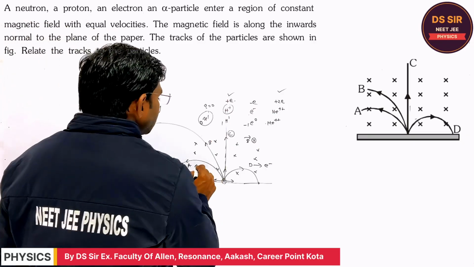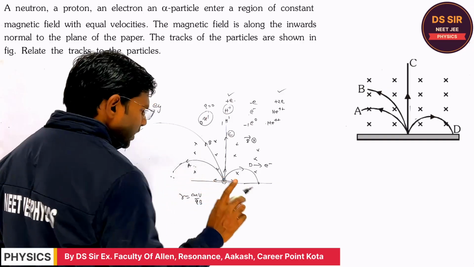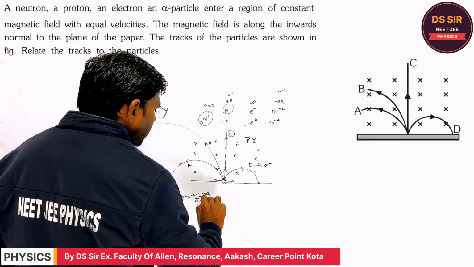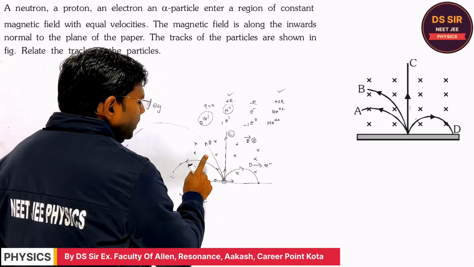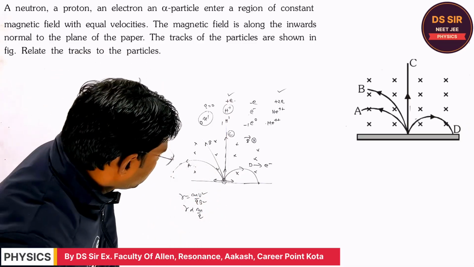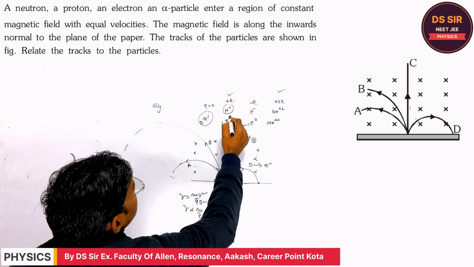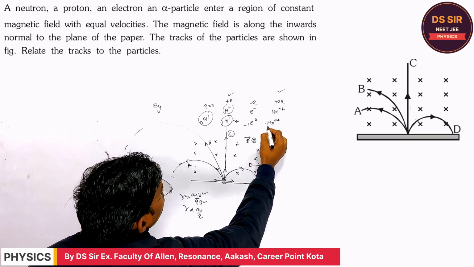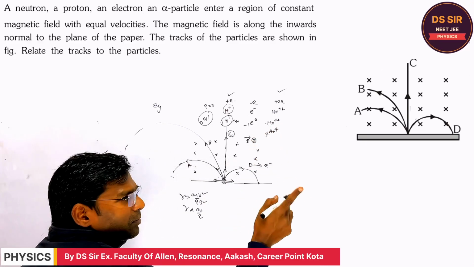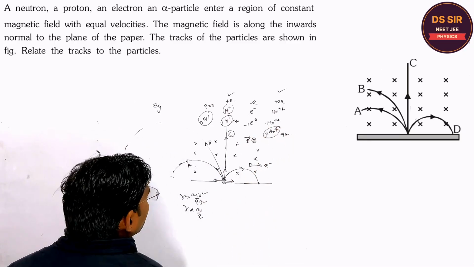So what is the radius formula? Radius is mv upon qB. They enter with the same velocity, and the magnetic field for A and B is the same, so radius is proportional to the mass by charge ratio. Hydrogen has mass m, and the He++ alpha particle is nothing but the nucleus of the helium atom, 2He4, so its mass is 4m. Are you getting it or not?